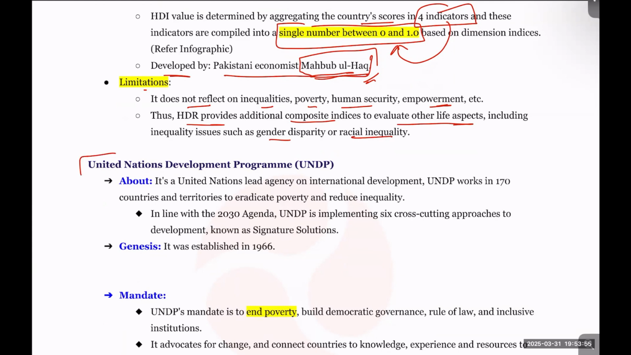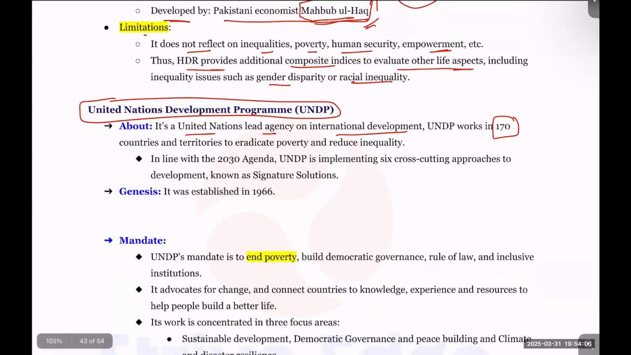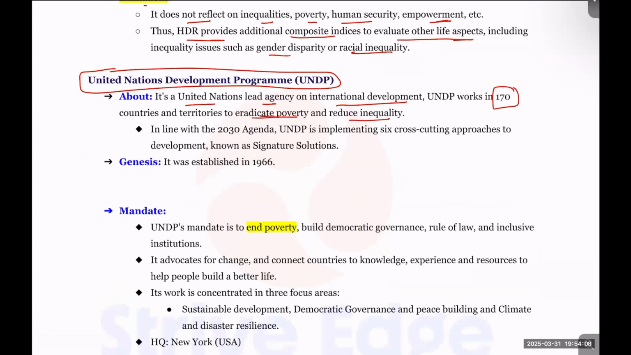Now, the United Nations Development Programme, what is this agency, UNDP? This is the United Nations lead agency on international development. It works in 170 countries, right? And its main aim is to eradicate poverty and inequality, right? And it implements 6 cross-cutting approaches known as signature solutions. What are signature solutions? It is UNDP's initiative to work in 6 cross-cutting approaches to reduce poverty and inequality throughout the world, right?